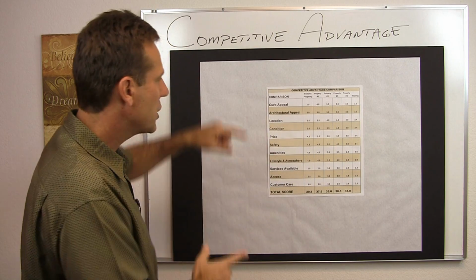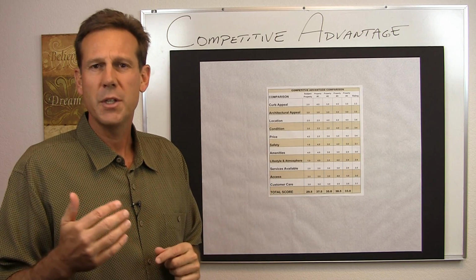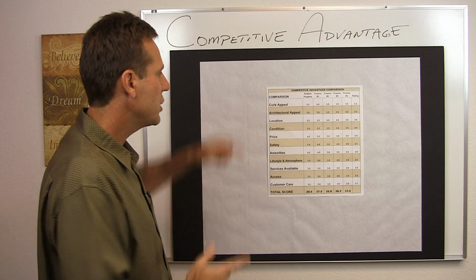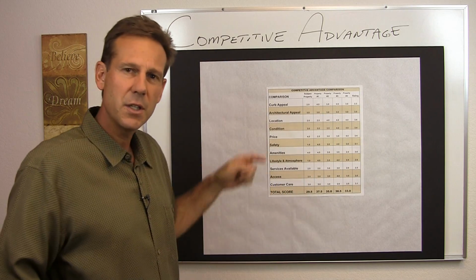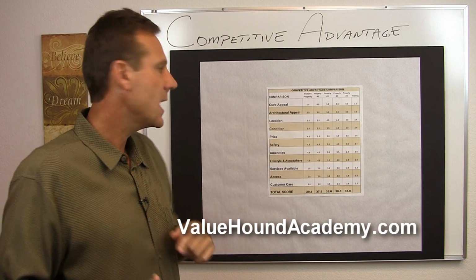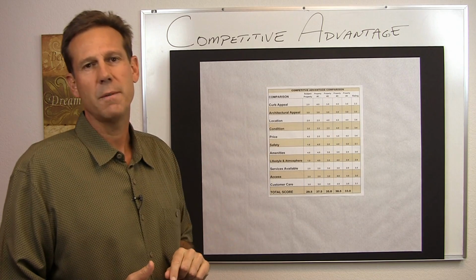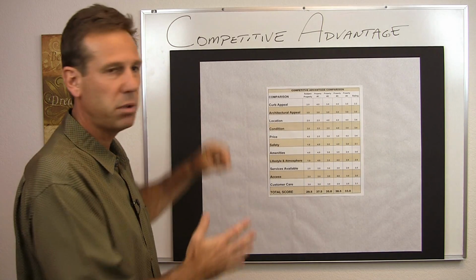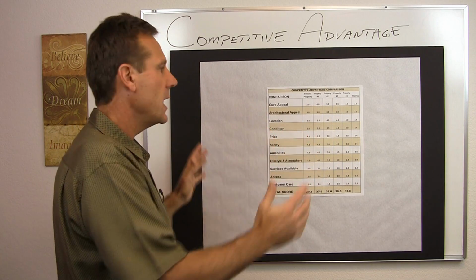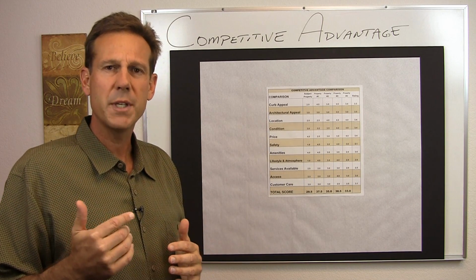Well, I've created this spreadsheet that I've been using for the last 20 years on my own investments as well as doing consulting assignments. And this spreadsheet is very simple. You can get this spreadsheet in the download library. Just go to the Value Hound Academy, go in the download library, and you'll see the competitive advantage comparison chart. You just download it. I've blown this up, and I'm going to give you a sample and show you how to use it to make it more valuable for you as a tool with your real estate investments.